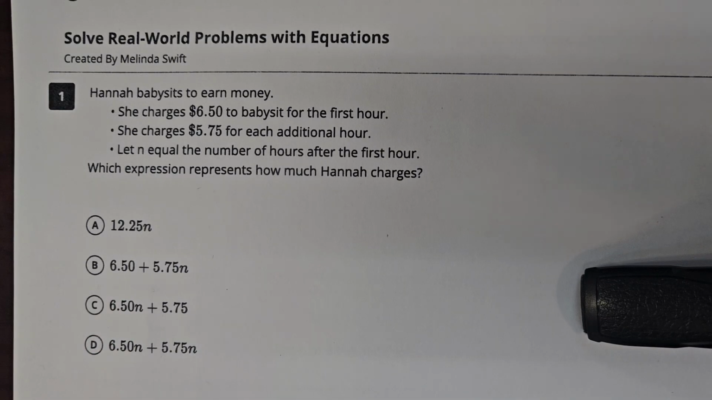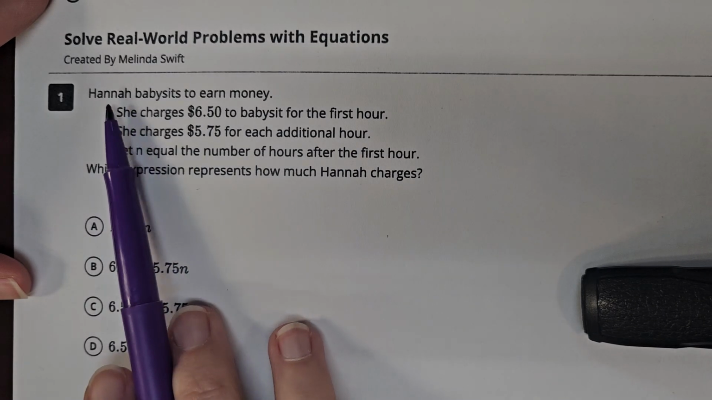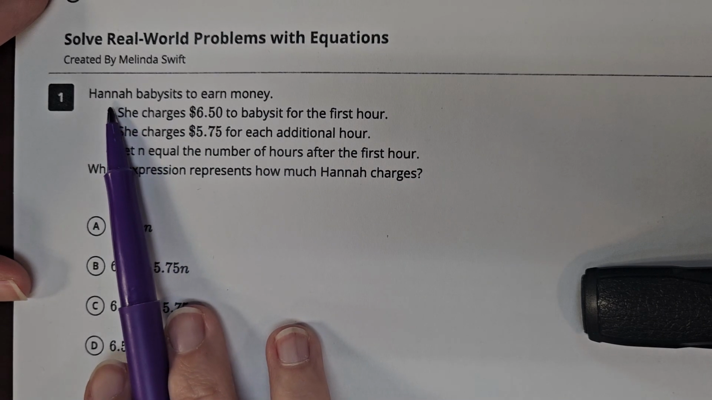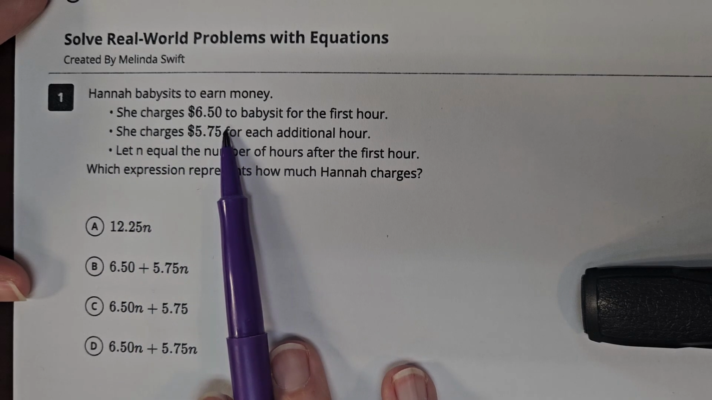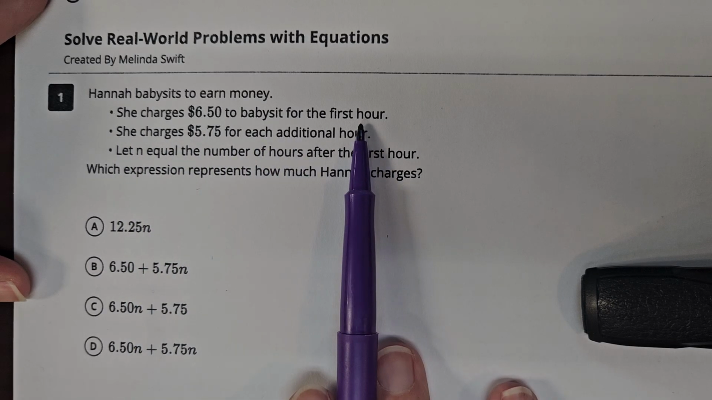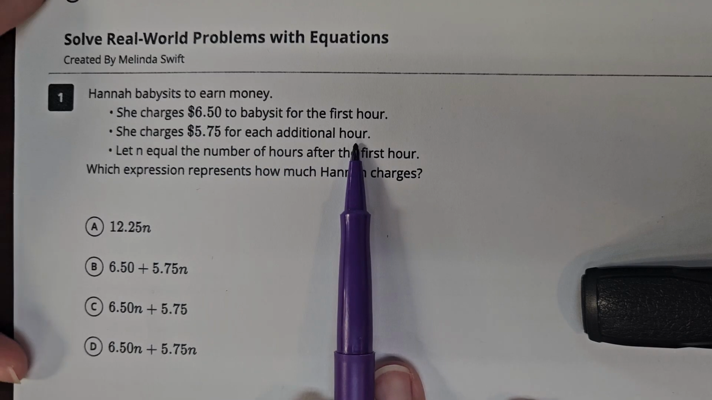Solve real-world problems with equations is the next lesson in Module 6. I'm going to work all of the odd problems. In problem number 1, it says, Hannah babysits to earn money. She charges $6.50 to babysit for the first hour. She charges $5.75 for each additional hour.